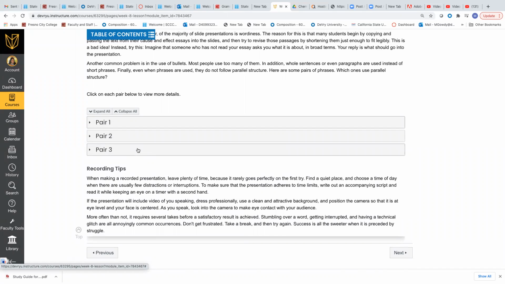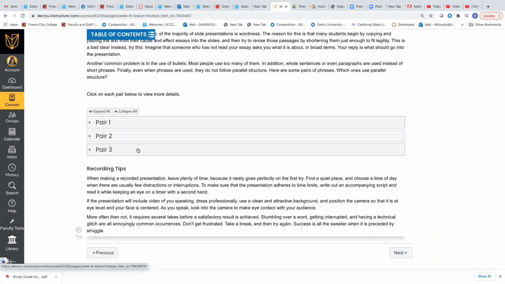Find a quiet place away from the noise. You don't want to be by windows with a lot of traffic or someone washing dishes or children crying, babies crying in the background. And choose a time of day when there are few distractions and interruptions. This would help stop you from repeating it over and over again.